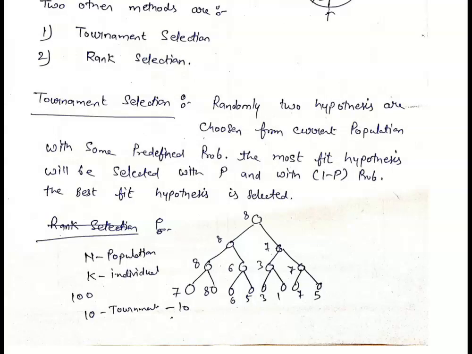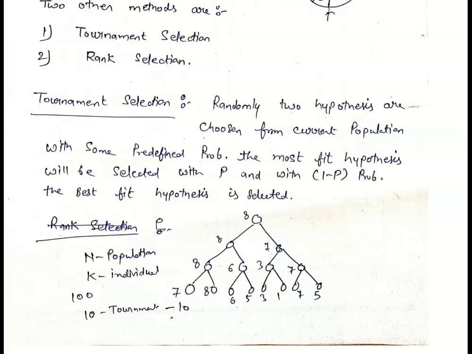In tournament selection, randomly 2 hypotheses are selected from the current population with some predefined probability. The most fit hypothesis will be selected with probability P and with 1 minus P probability the less fit hypothesis is selected. So in the given tree, suppose there are n population and we have to select k individuals. So suppose there are 100 population and we have to select k, meaning 10 individuals. So we create a set of 10 individuals and create the tournament for each, and we get the 10 individuals from those 10 tournaments.